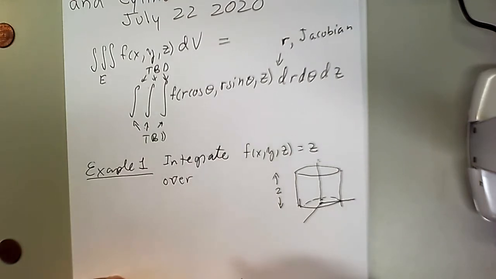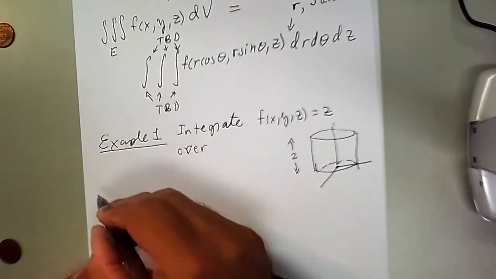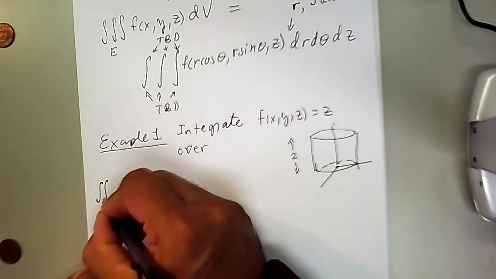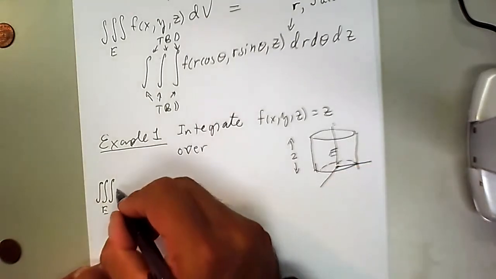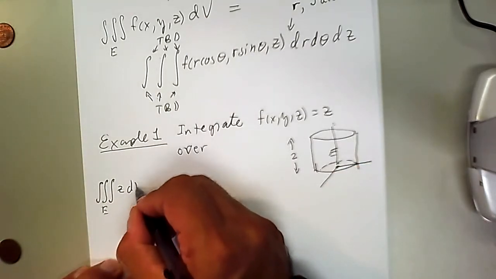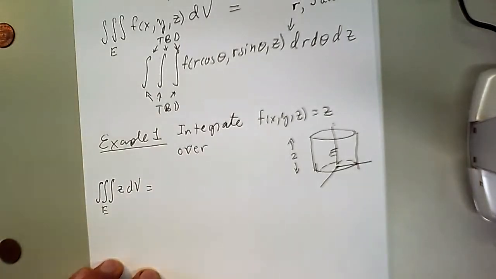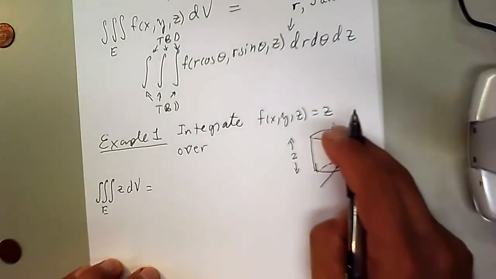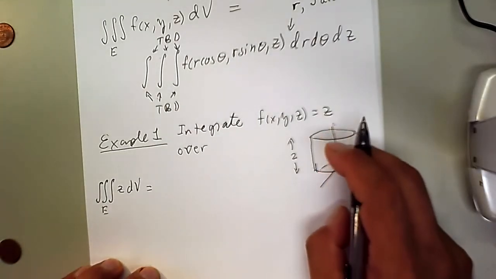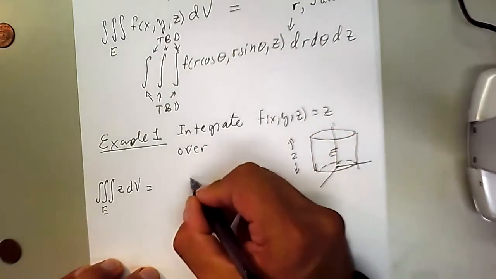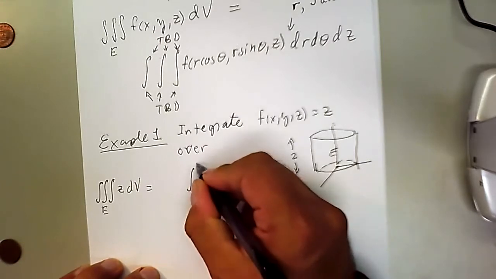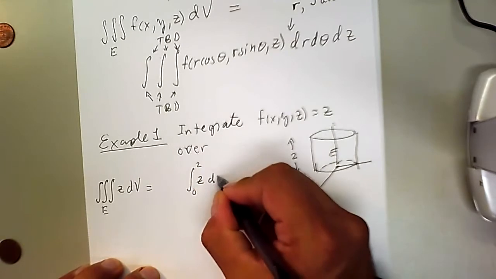And we want to know the triple integral. So we want the triple integral over E. This cylinder will be E, of z with respect to the volume. And we want to know what that is. Okay. Now, if we integrate with respect to z, z goes from 0 to 2, so that is not a problem. Z from 0 to 2 with respect to z.